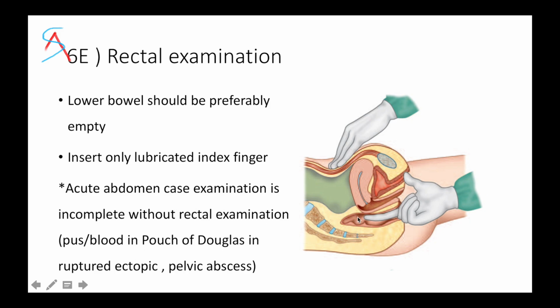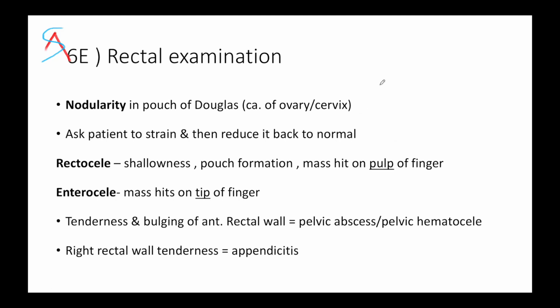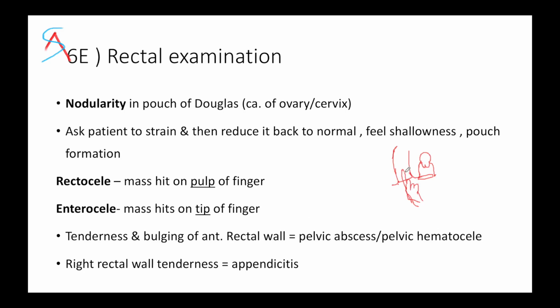Like you can palpate for any pus or any blood in the pouch of Douglas in case of ruptured ectopic or pelvic abscess. You can feel for any nodules in pouch of Douglas in case of ovarian or cervical malignancy. You have to put one finger inside the rectum. Here, you have to ask the patient to strain. If there is a prolapse, then you can feel any shallowness or any pouch formation.